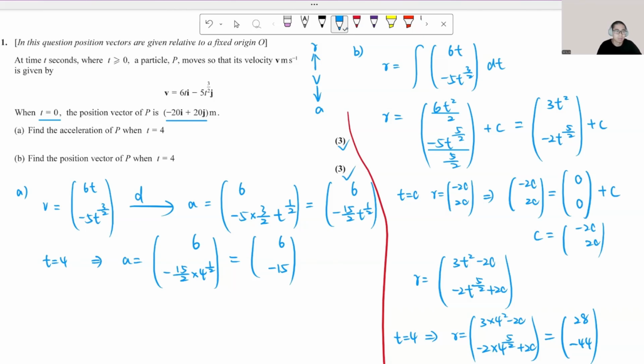So 6 marks in total. Quite a standard question. You just have to differentiate the velocity to give us acceleration, and then substitute the time in part A. And in part B, just integrate velocity, then that will give us the displacement. And always remember to put plus c. And you substitute the initial condition when t equals 0, position equals negative 20i plus 20j. Then you will work out the constant c, and then substitute the time to get the final answer.